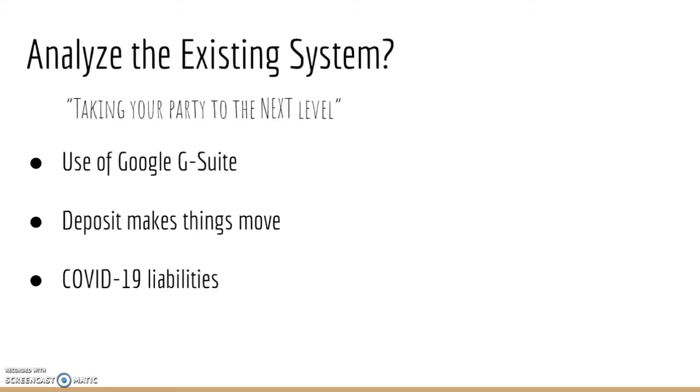The existing system. So her organization's objective or goal is to take your party to the next level. But in her words, it's taking your party to the next level. So her current system, she uses Google G Suite, like I previously mentioned.